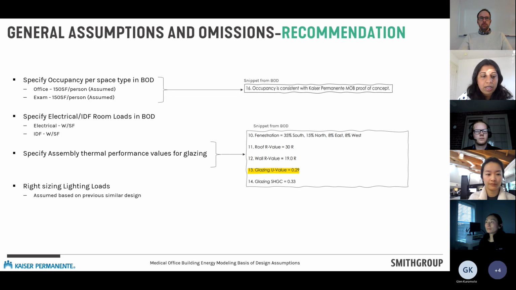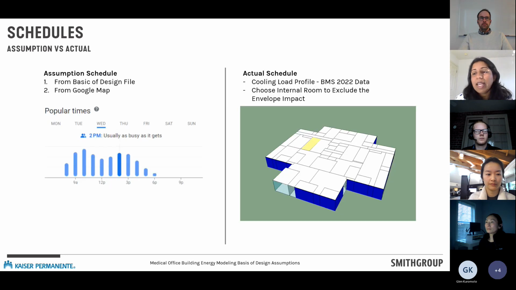I'm going to go to the next slide. Ting will talk about how we achieve schedules. All right. So this part is about how we modify our schedule inputted in the energy model.